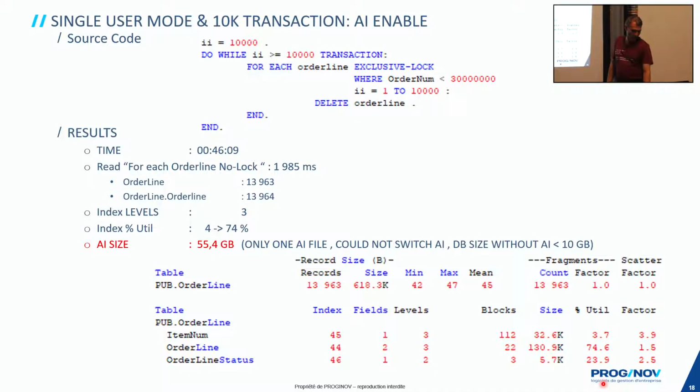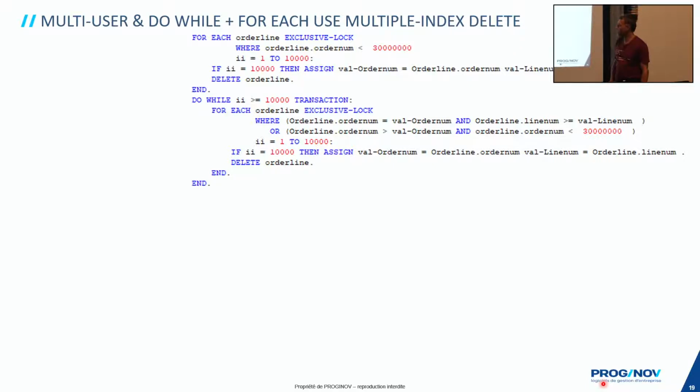There are some requirements to avoid the read of the placeholder in multi-user mode. So this is one. In multi-user mode, I will use a do while and a for each with multiple index. To do this, I will use two variables, val order and val line number. I set the value of these two variables at the last record deleted in my transaction. I delete 10,000 records per transaction, and for the 10,000 records, I set the value of this.